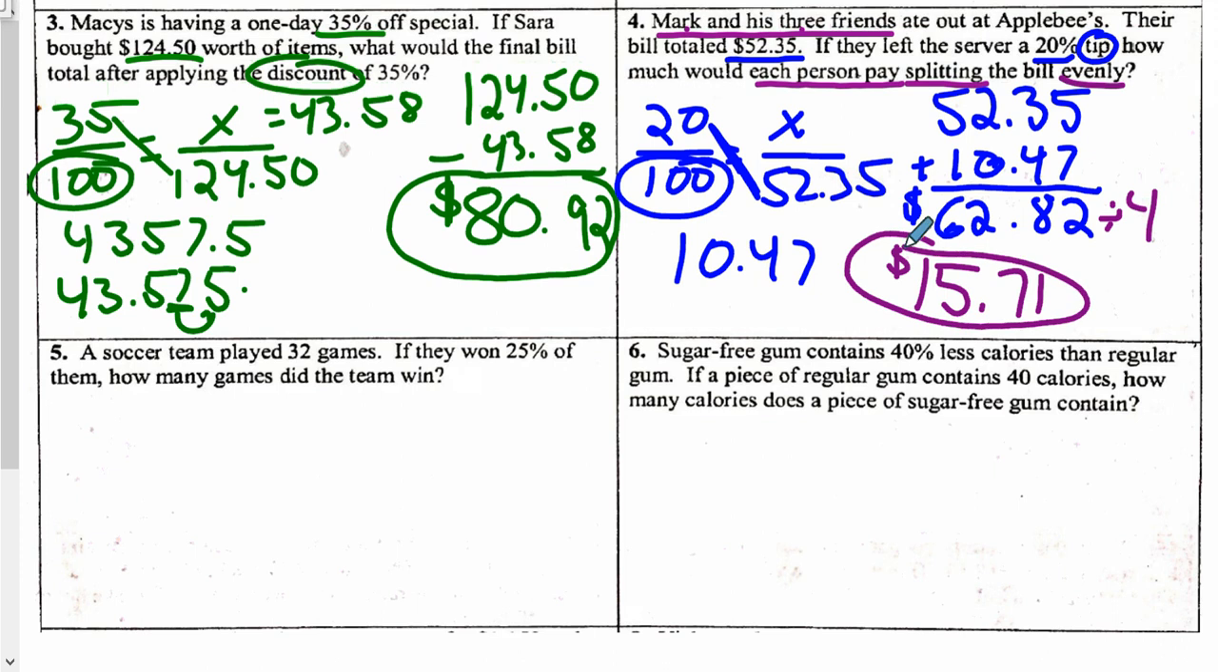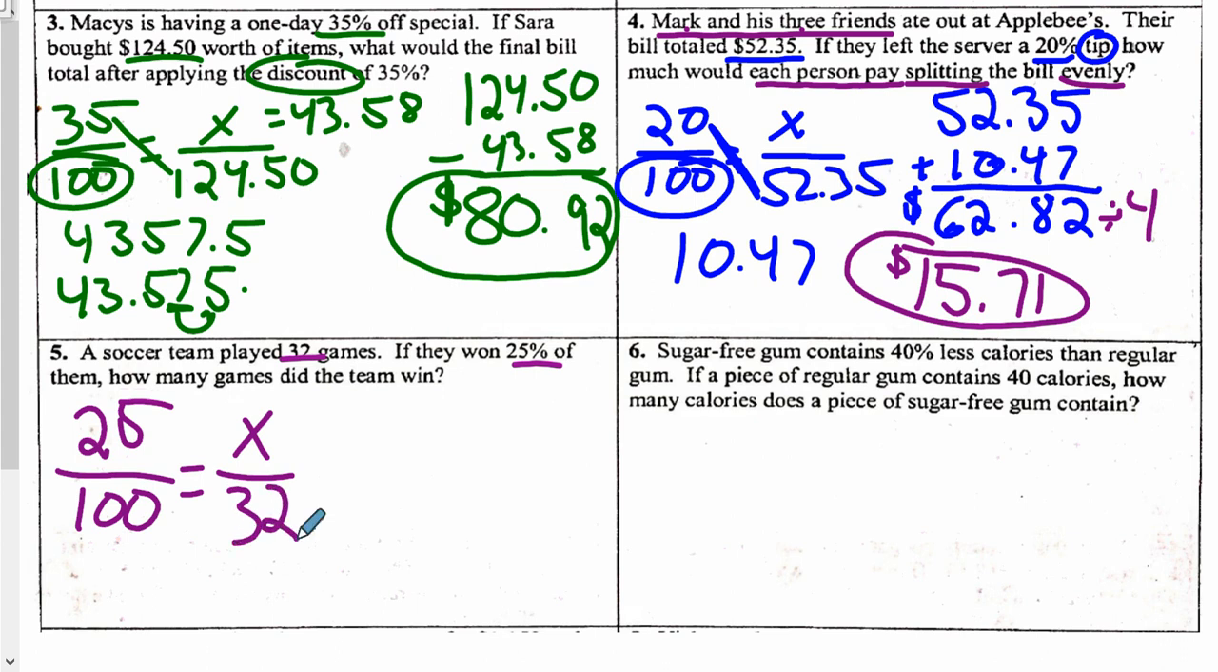Okay, number 5 on the homework, we have a soccer team played 32 games. They won 25% of them. How many games did the team win? So we have our 25, whoops, that's a really bad looking 5, over 100 equals games won over their total games of 32. So we're going to cross multiply this. 32 times 25 is 800. Divide that by 100. And they won a total of 8 games. There is no tip, tax, or discount, so that is our answer.